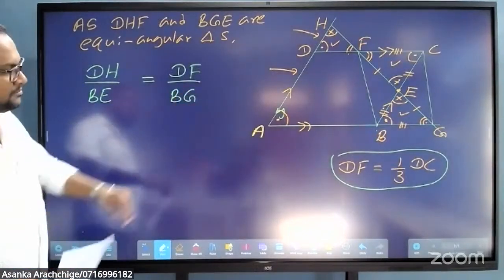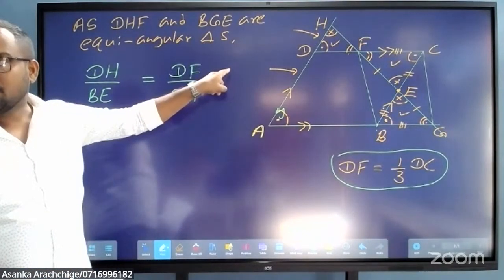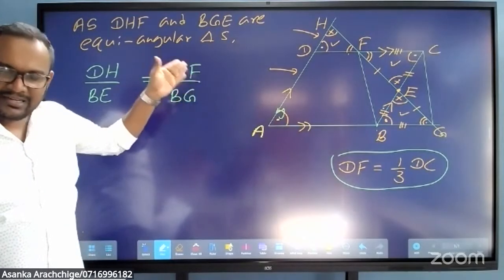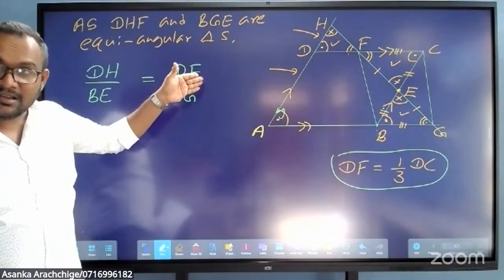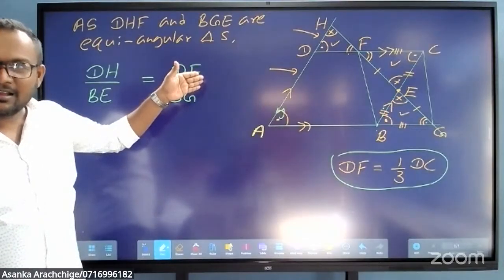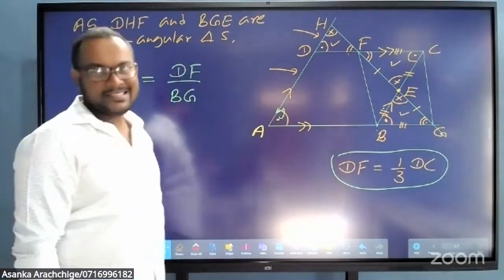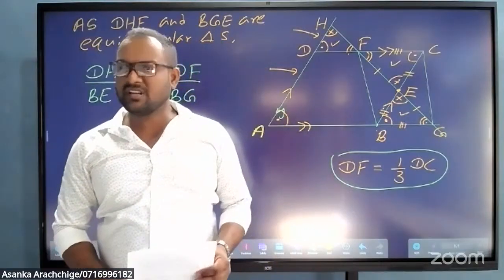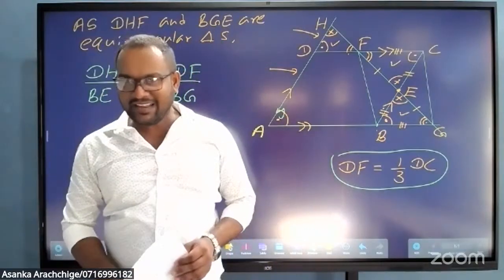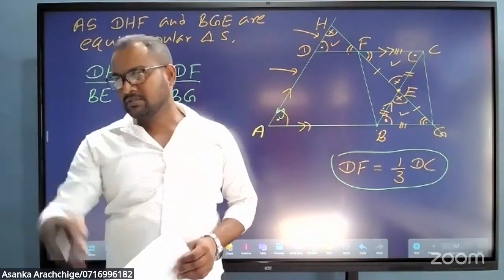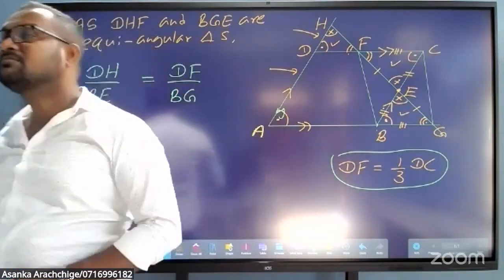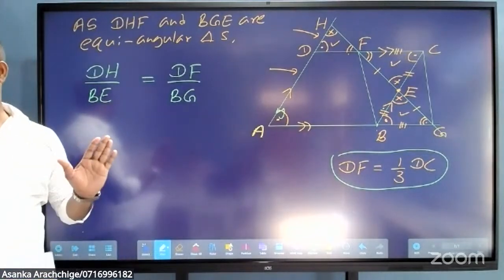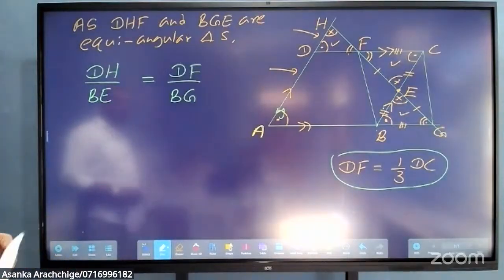You know the reason? What is the theorem we use here? Corresponding sides of equiangular triangles are proportional. මතක නෑ වගේ නේ, theorem එක නෑ මතකද? You listen. මතකද? No. දැන් මතක් වුණාද? දැන් මතක් වුණා. හරි.